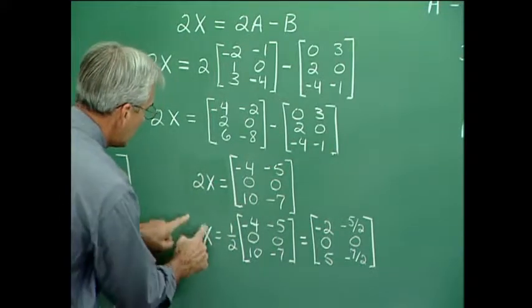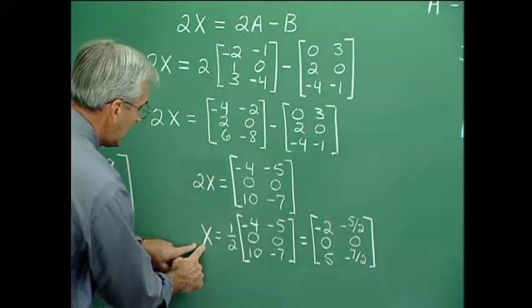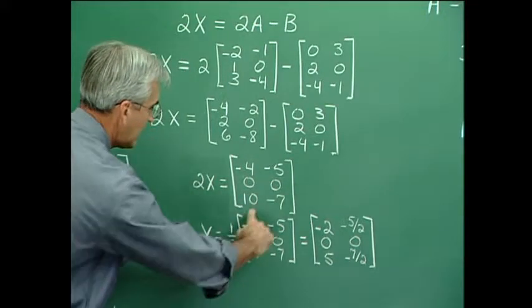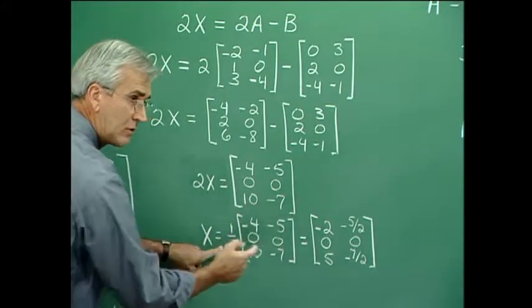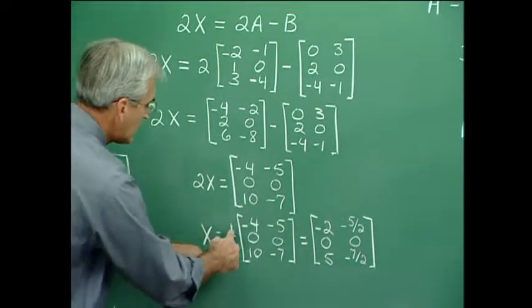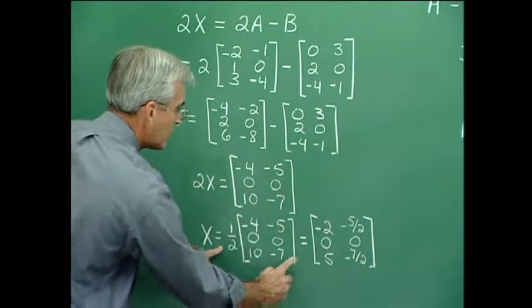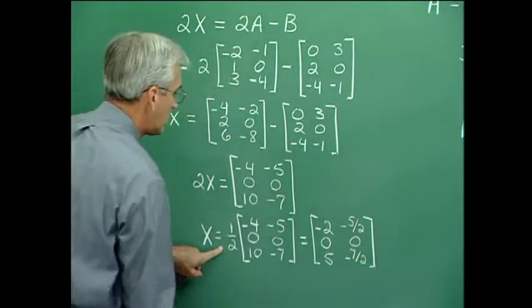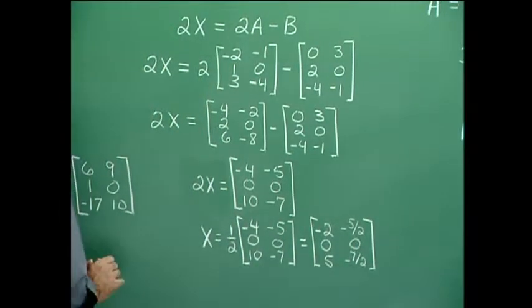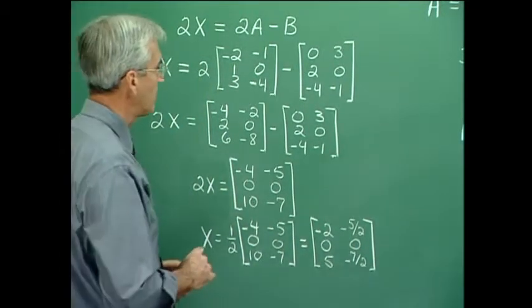1/2 times 2 would give 1x on the left, and then on the right we have 1/2 times all of this. So again, it's a scalar multiplication idea. So we just take half of each of these entries, and we get this as the result. So scalar multiplication, solving equations, and so forth.